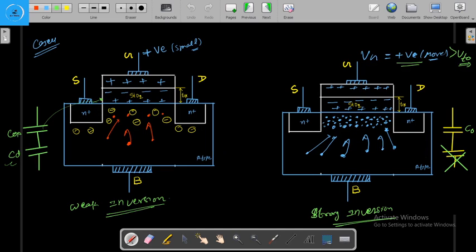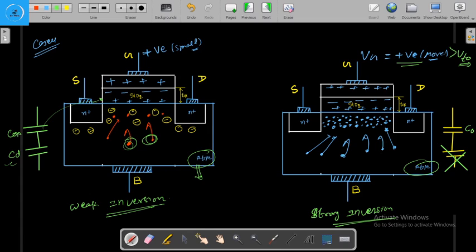Now see, this is the p-type substrate, and who is coming here? The electron is coming right here. Hence, this is known as inversion. Whose home is this? The hole's. Who is coming? The electron. This is known as inversion. Whose home is this? The hole's. Who is coming? The electron. This is also known as inversion, or the strong inversion, right?